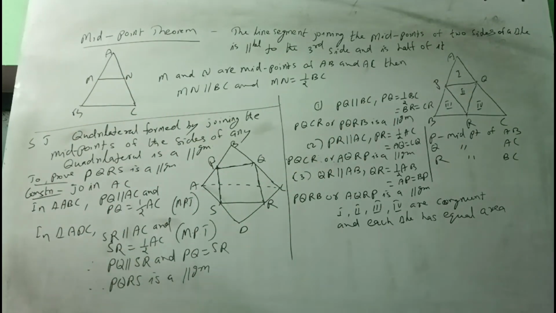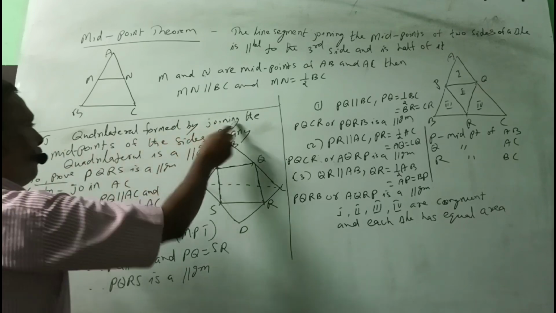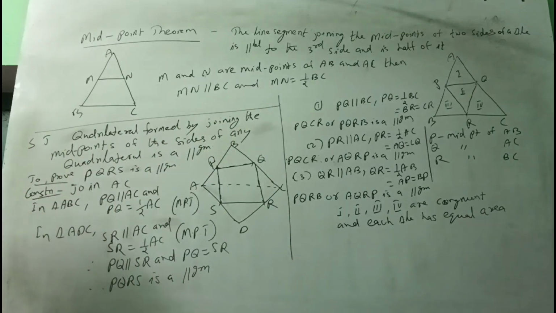Now one question is written here. Show that the quadrilateral formed by joining the midpoints of the sides of any quadrilateral is a parallelogram.